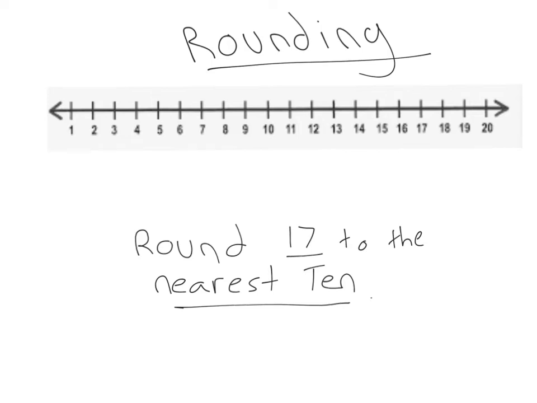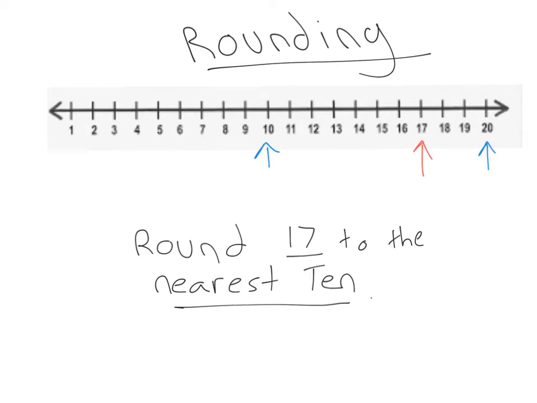In this video, we're going to be talking about rounding. So just to introduce us to the concept, a really simple introduction question. Round 17 to the nearest 10. So 17 is right here. The 10s that are surrounding 17, we have a 20 and we have 10. So we have to decide which of those 17 is closest to.